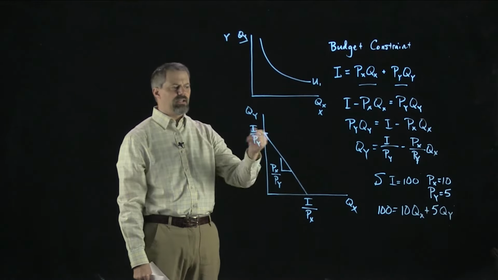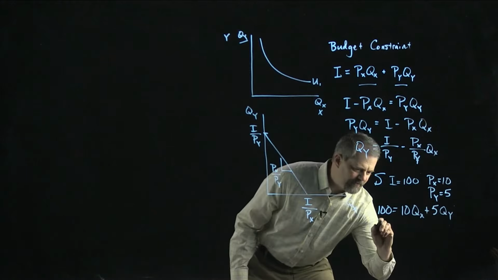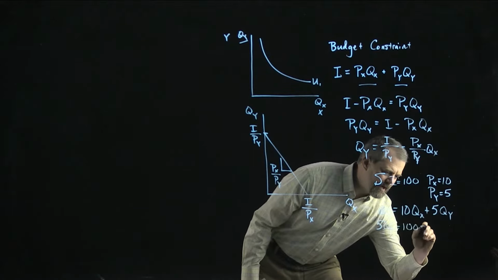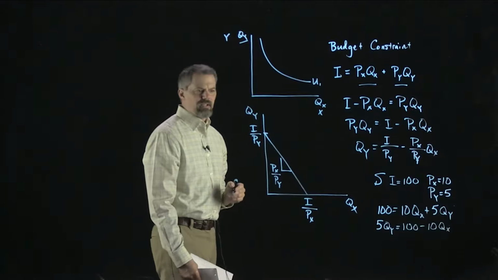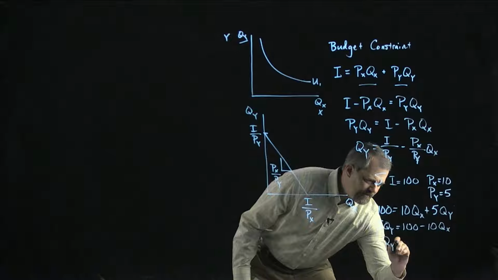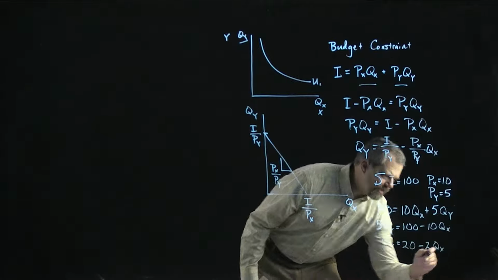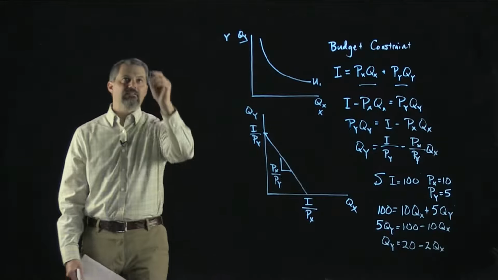I'm going to move my QY stuff to one side, so I get 5QY is equal to 100 minus 10QX, and then I'm going to divide through by 5. I get QY is equal to 20 minus 2QX. There's our budget constraint, and that's easy to graph.